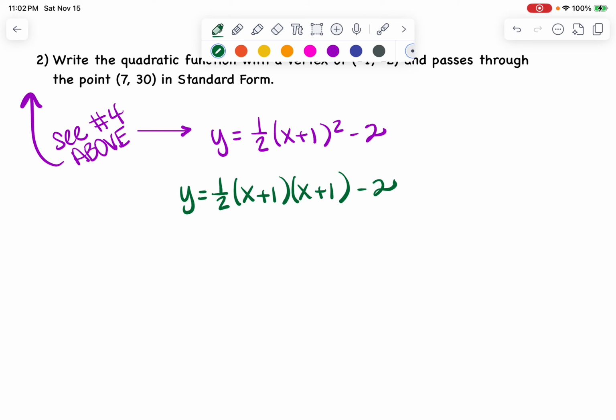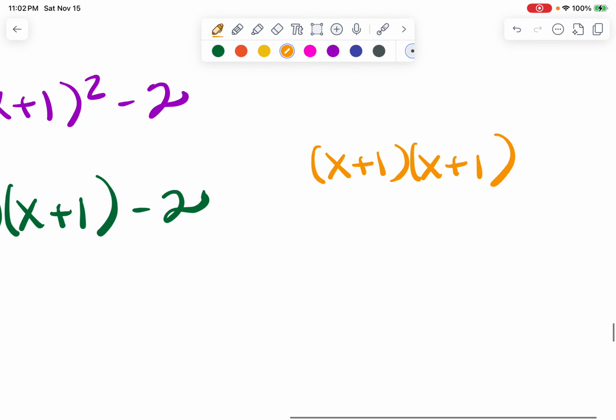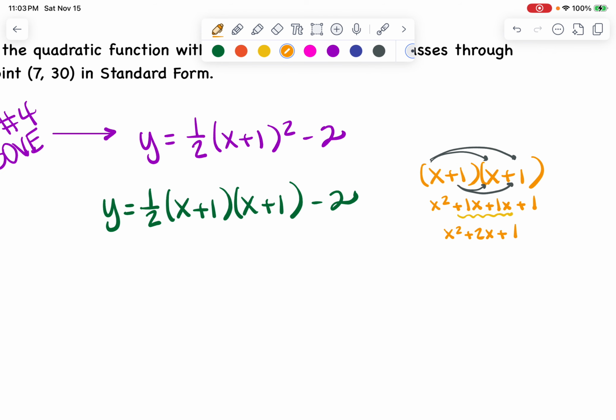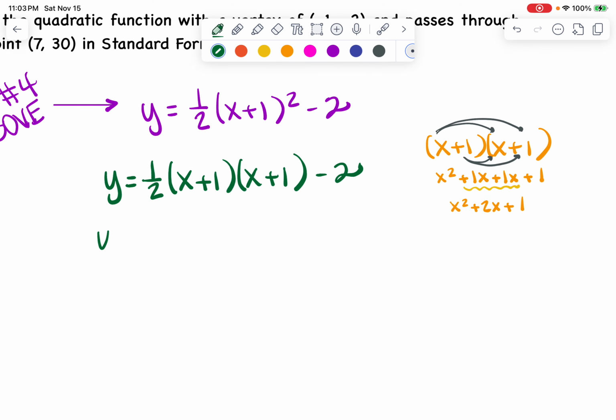Step number 2. Now again, I'm going to go off to the side and do my binomial multiplication just so it doesn't get really messy and weird on top of my problem. So I'm going to double distribute. That's going to give me x squared plus 1x. And again, you can use the box method if you prefer that. That's totally fine. And then this is going to give me plus 1x again, plus 1. And then you'll always have like terms in the middle here. So 1x plus 1x gives us 2x plus 1.